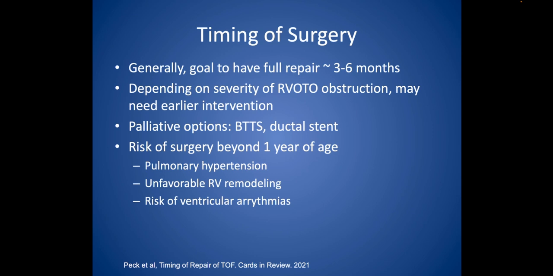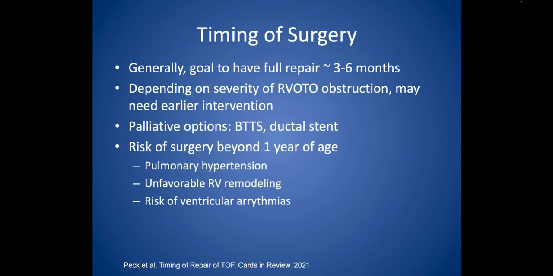The timing of repair, generally, there's a goal to have a full repair at about 3 to 6 months. It depends on the severity of RVOT obstruction, where you may need to do earlier intervention. There are palliative options, which we'll talk about later as to what would be some indications or contraindications of complete repair. But options include a BT shunt or a ductal shunt to help create a more stable pulmonary blood flow, and then thinking about a later date surgery.